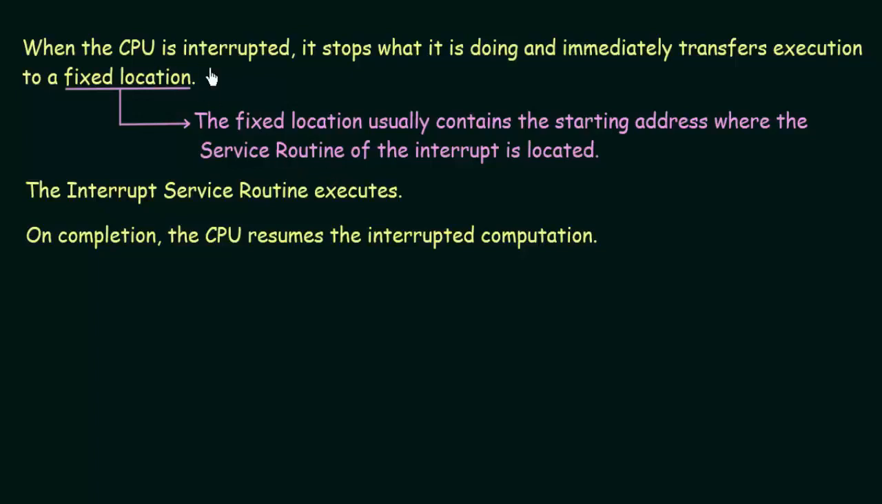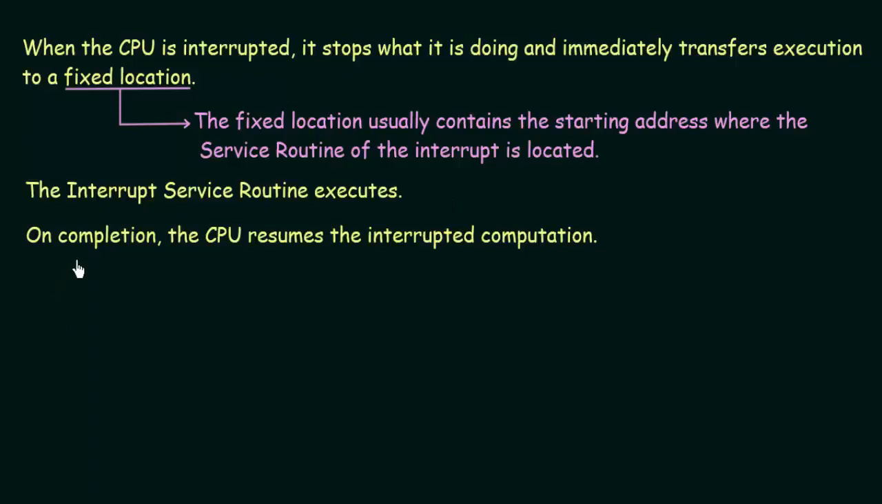So when the CPU is interrupted, it stops what it is doing and immediately transfers its execution to the starting address of the interrupt service routine. The interrupt service routine may be located somewhere and it has a starting address from where it should start its execution. So that is the first thing that the CPU does when it is interrupted. And then what happens? The interrupt service routine executes. Whatever was written in the interrupt service routine gets executed completely.